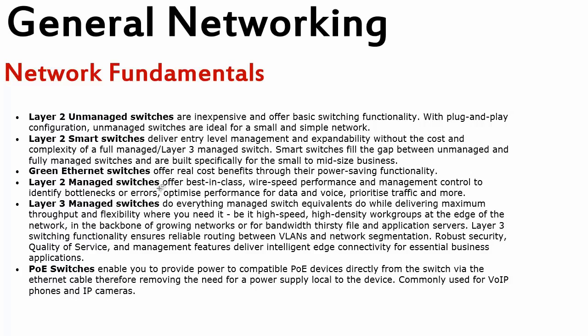As you can see, layer 2 and layer 3. Layer 2, that's the OSI model, not sure if you remember. Layer 2 means it cannot route. It is a layer 2 device. Layer 3 means that you can have a router as well. It means you can route between, for instance, VLANs, virtual local area networks.